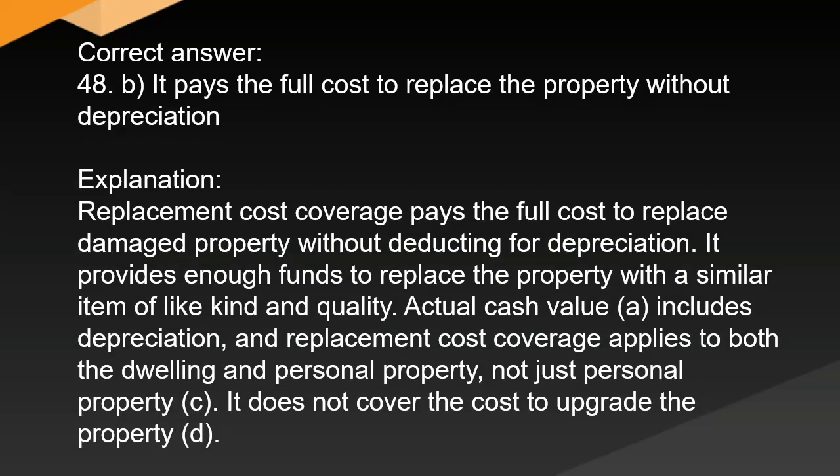Correct answer: B. It pays the full cost to replace the property without depreciation. Explanation: Replacement cost coverage pays the full cost to replace damaged property without deducting for depreciation. It provides enough funds to replace the property with a similar item of like kind and quality. Actual cash value includes depreciation, and replacement cost coverage applies to both the dwelling and personal property, not just personal property, C. It does not cover the cost to upgrade the property, D.